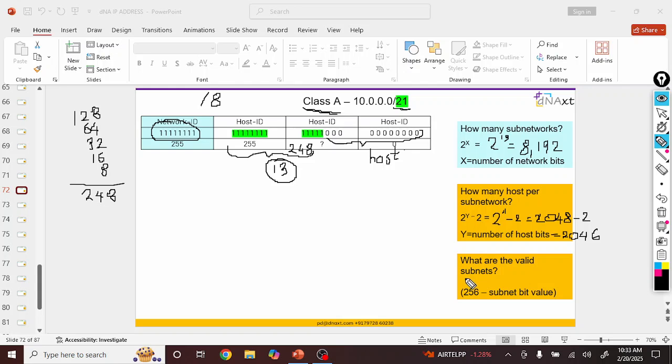What are the valid subnets? That is 256 minus 255, so an increment of 1 in this octet, and 256 minus 248, that is an increment of 8 in this octet. So we will go on incrementing 8 in the third octet first. When we reach the point where there is no possibility of increment in the third octet, then we will do an increment of 1 in the second octet, and then again we'll start incrementing in the third octet. So let's write down a few of the subnetworks.